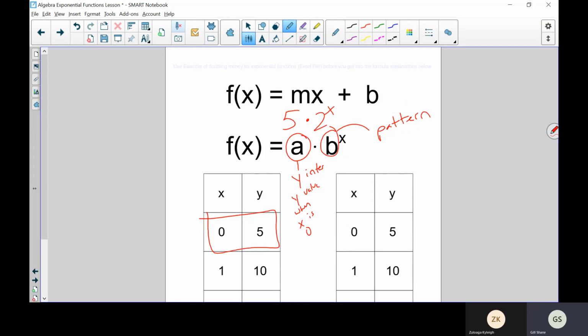So that is the equation. 5 times 2 raised to the x power. So I'll let you guys finish writing that down, and then we'll do another example together, and then you'll start on the worksheet. You guys are going to be way ahead, I think, of the other.